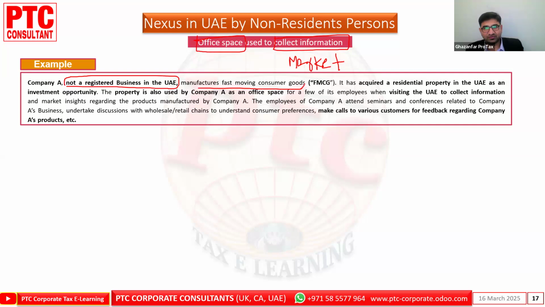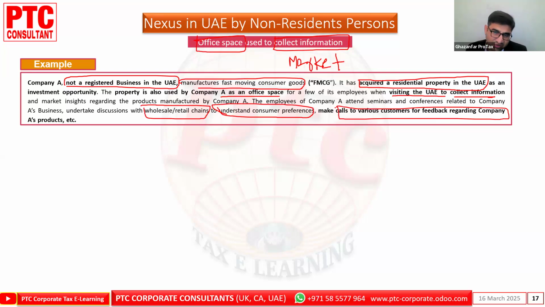It manufactures fast-moving consumer goods, FMCG. It acquires a residential property in UAE. What did it purchase? A residential property in UAE, by a non-resident person, as an investment opportunity. This property is also used by company A as office space for a few of its employees when visiting the UAE to collect information and market insight regarding the product manufactured by the company. The employees of company A attend seminars and conferences related to the business, undertake discussions with wholesale and retail chains to understand consumer preference, and make calls to various customers for feedback. Now, guys, let me know: is this a PE, nexus, or source?